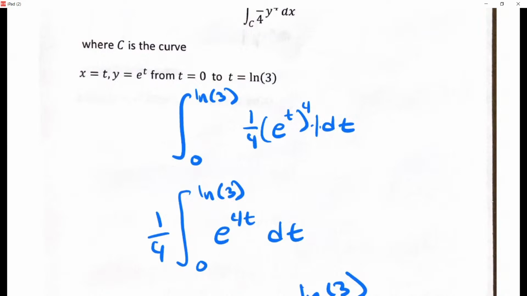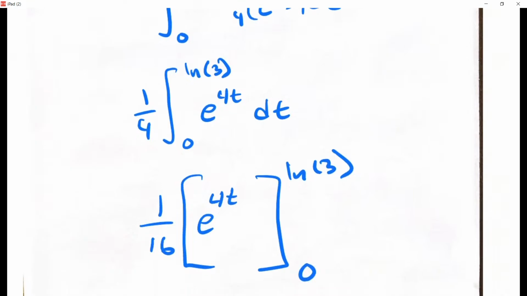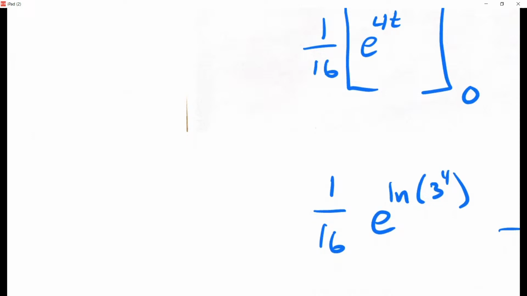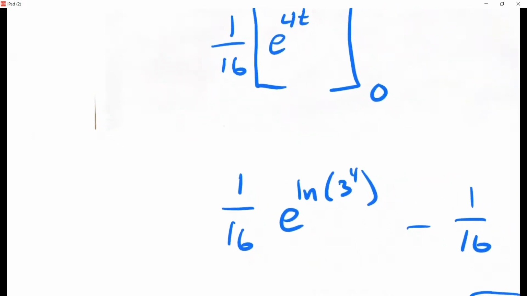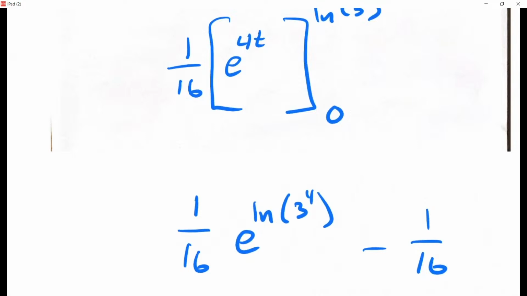Then you can do your antiderivative of e to the 4t. If you need to, you can use substitution, but I didn't. I just know that the integral of e to the 4t is e to the 4t over 4. So I just have this extra 4 in the denominator. And then I just have to evaluate this from 0 to natural log of 3. And so we have this. Don't forget the fact that e to the 0 is 1.